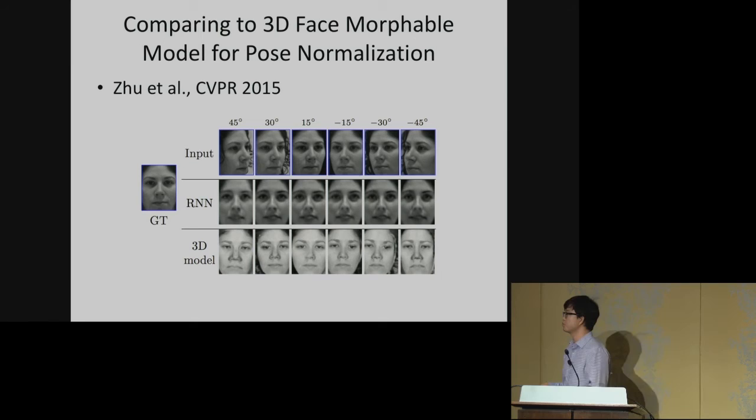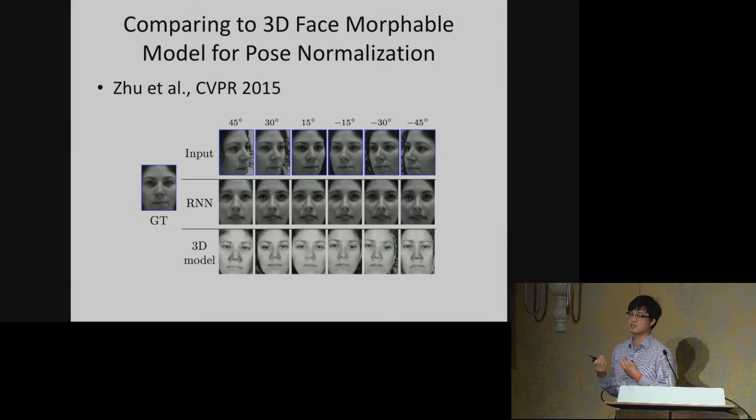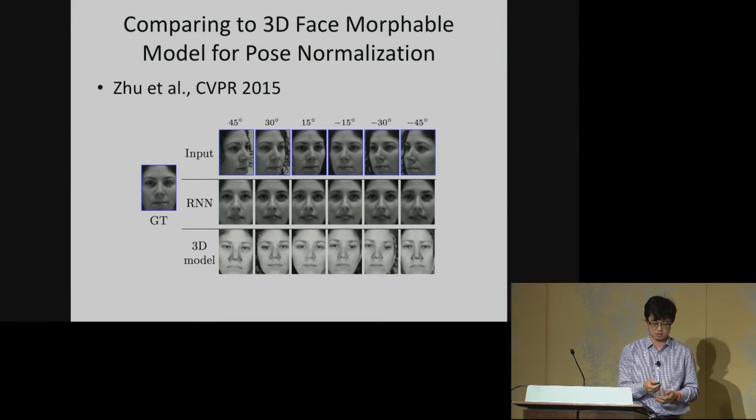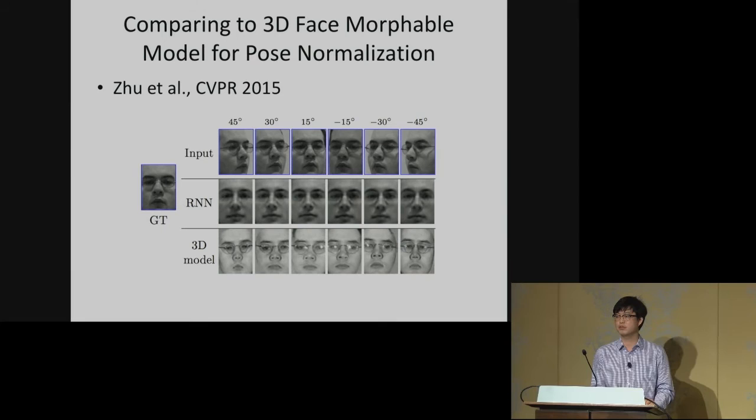The 3D morphable model usually is sensitive to landmark localization. But obviously, they have better texture learned and transferred. Ours is a little bit blurry in this case. Here's another example. So our RNN usually produces very clean results.